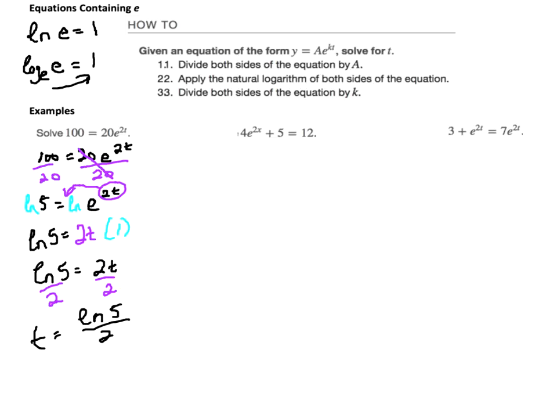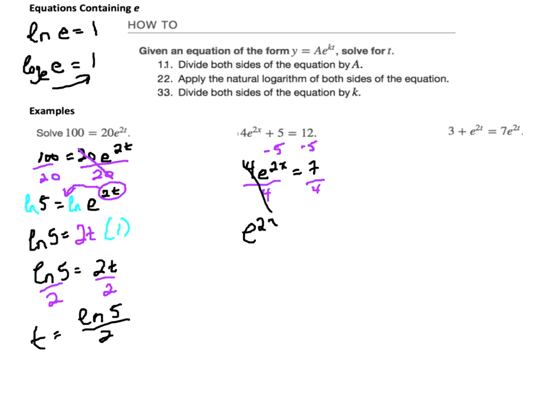I need to start by isolating my exponential expression. So I'm going to subtract 5 first, and that gives me 4 times e to the 2x equals 7. Then I need to divide that 4 off of both sides. You've got to get that exponential expression completely isolated before you can take the log of both sides. You don't have to, but it makes your life easier, I promise.